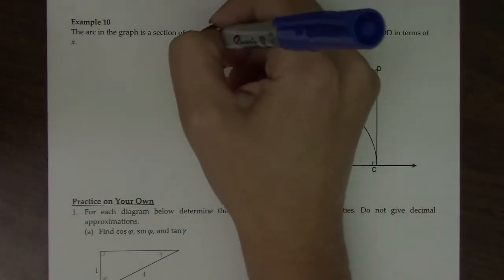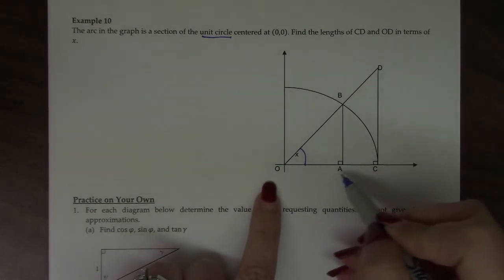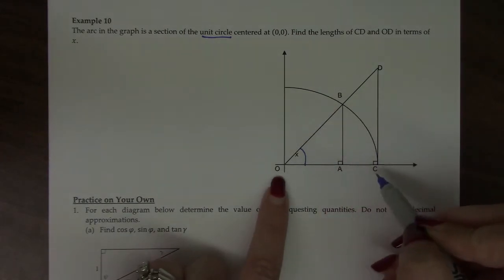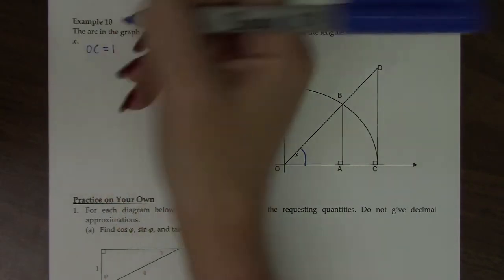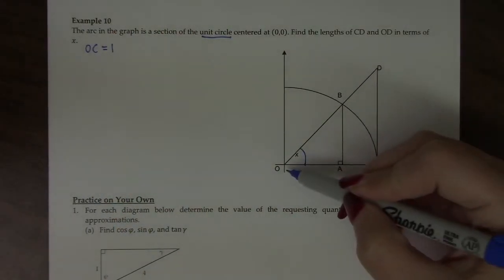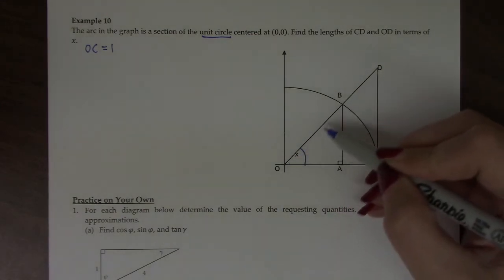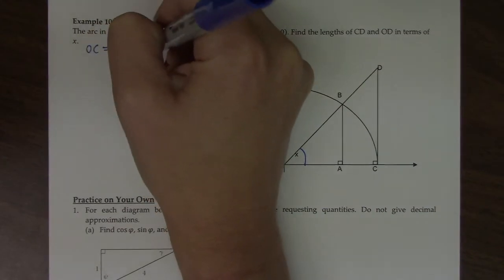So the fact that we were told we're on a unit circle actually gives me some important information. If we look here, OC is the radius of the circle, right? Because it goes from the center to the outer edge. So I know that OC has to equal 1. Also, OB is a radius because it's going from the center to the outer edge of the circle. So OB equals 1.